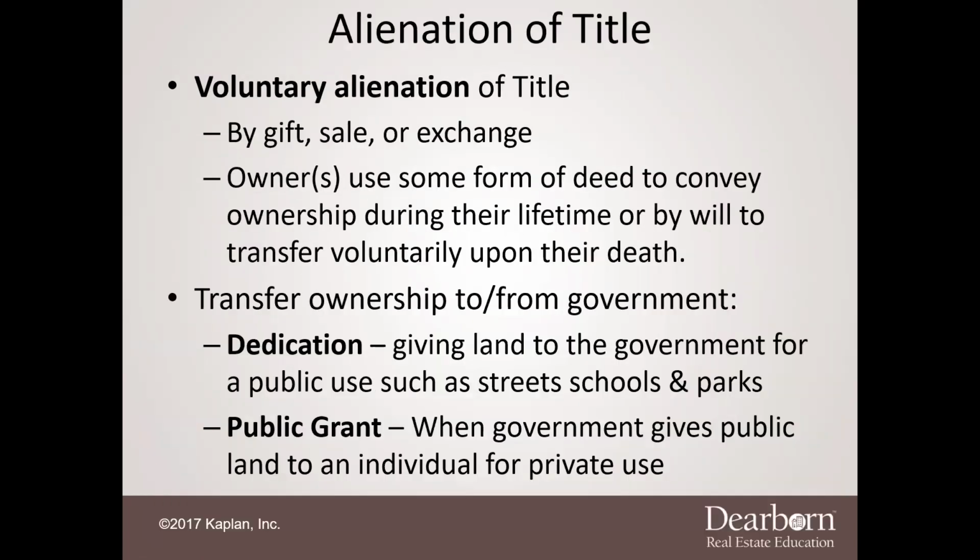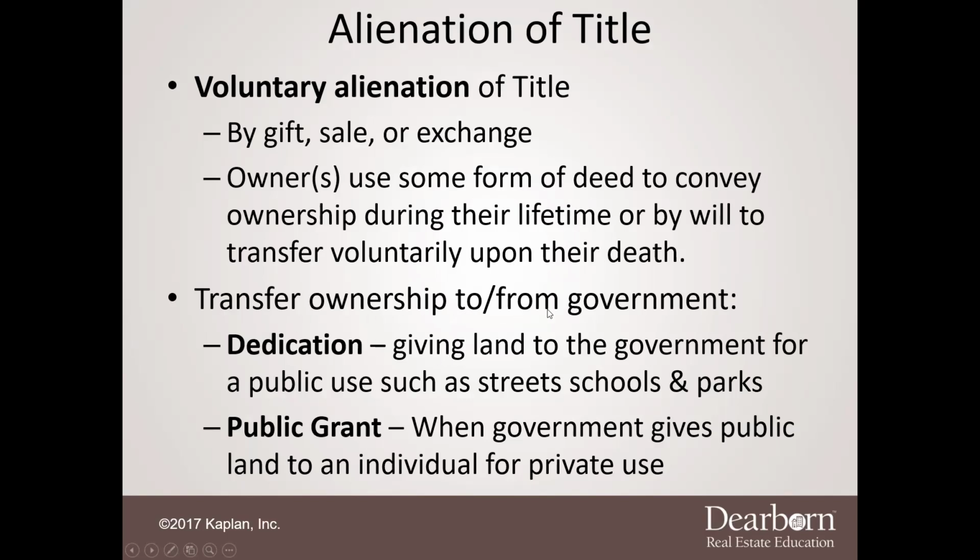Good. So voluntary alienation of title can be by gift. You could gift the property away, you could sell it, you could exchange it. Owners use some form of deed to convey their ownership during their lifetime, or by will after their death.